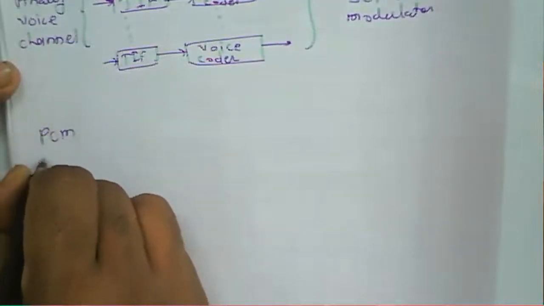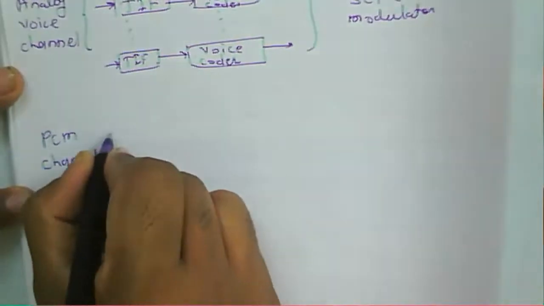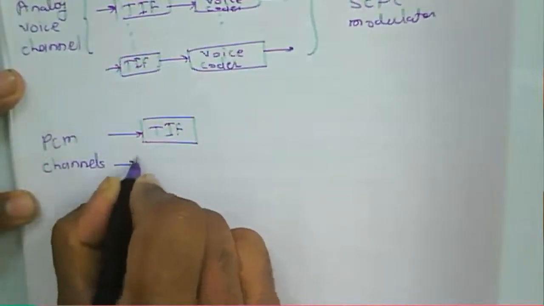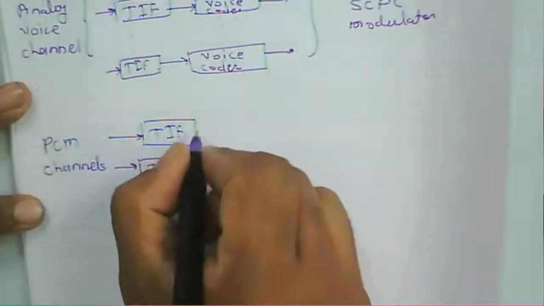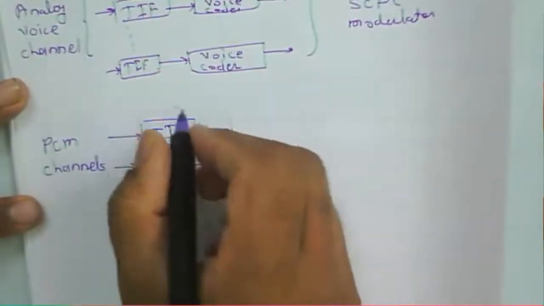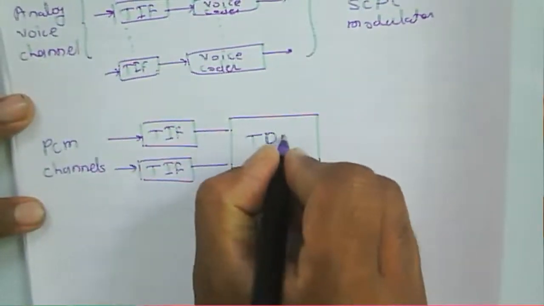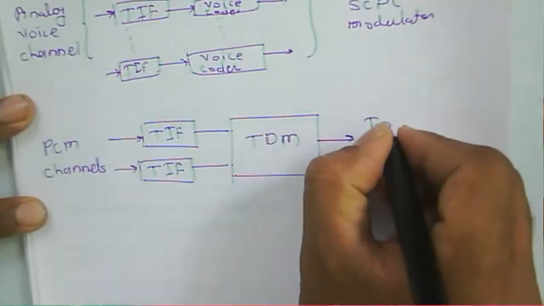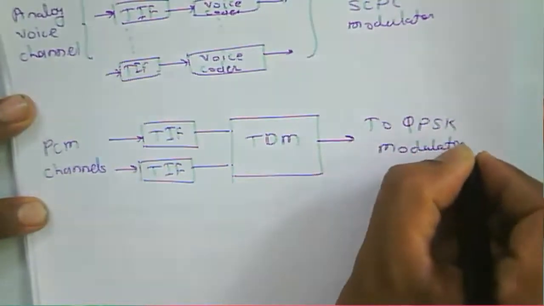Then we consider PCM channels. Again we have a TIF, terrestrial interface module, for these PCM channels, and for this particular terrestrial interface channel we are using a time division multiplexer, TDM, and then that will be transmitted to the QPSK modulator.